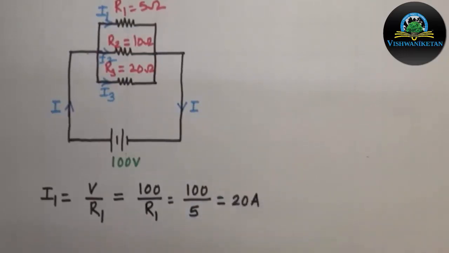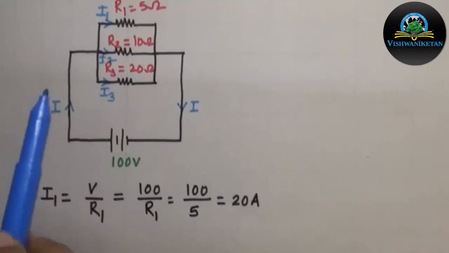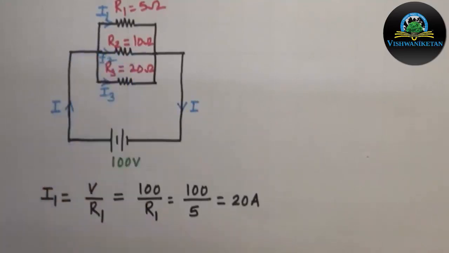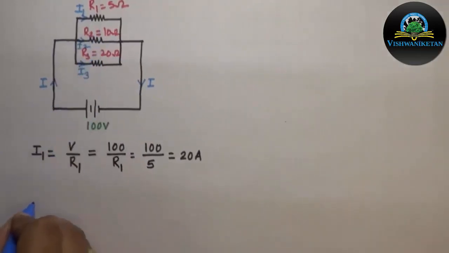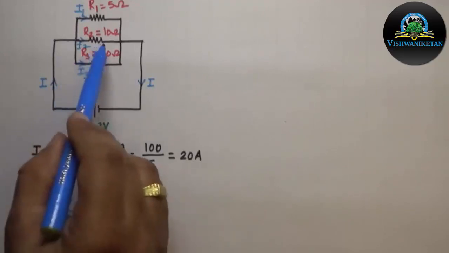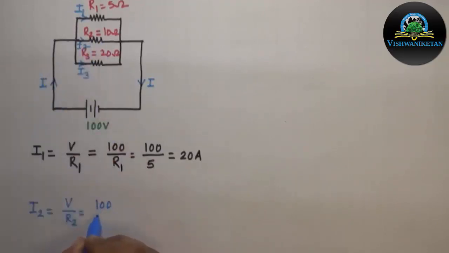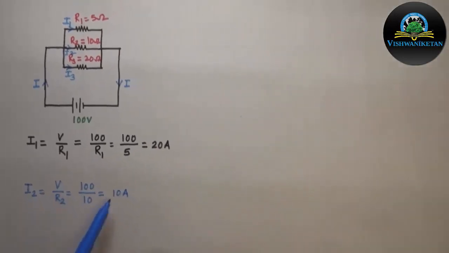Similarly, as we know that the voltage across R2 is also 100 volt and the value of resistance R2 is 10 ohm, I2 will be given by V divided by R2, where V is again the supply voltage, 100 volt, and R2 is 10 ohm. Therefore, 100 divided by 10 is 10 ampere. So my value of I2 is 10 ampere.